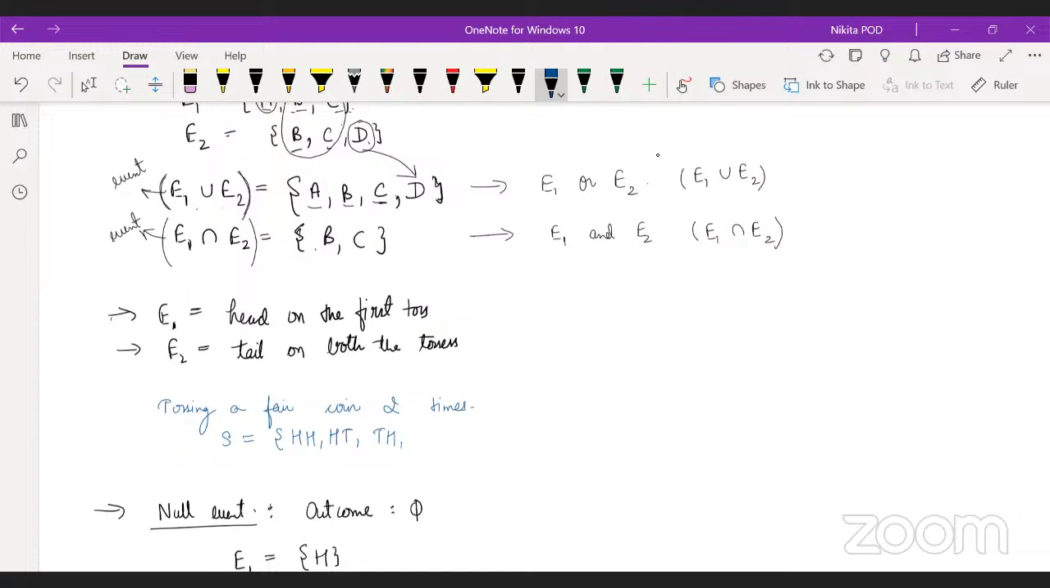Now, we have defined an event E1 which says head on the first toss. So what will you write E1 as? HH and HT. Yes, head on the first toss. And what will you define E2 as? TT, right? So given a random experiment, if you are asked to write an event, you should be able to write it.